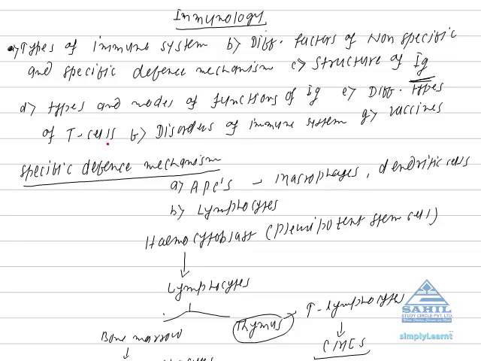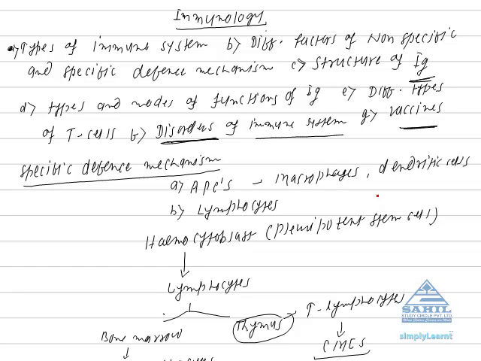Different types of T cells like helper T, killer T, suppressor T, memory T, and various disorders of immune system. Disorders, especially autoimmune disorders, are generally asked in the competitive exams. You should know also about vaccines: first generation vaccine, second generation vaccine, third generation vaccines, and live vaccine or killed vaccine, toxoids, and their examples.